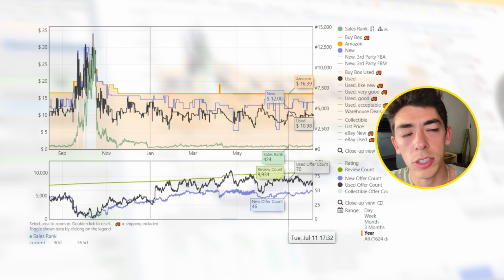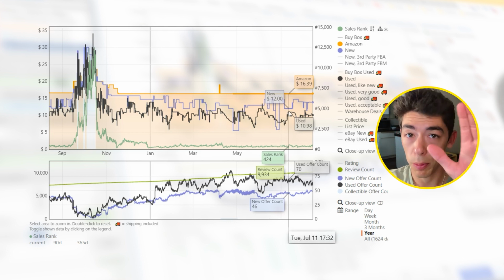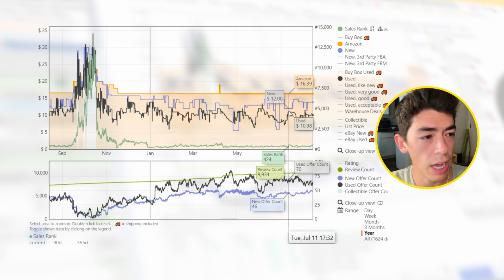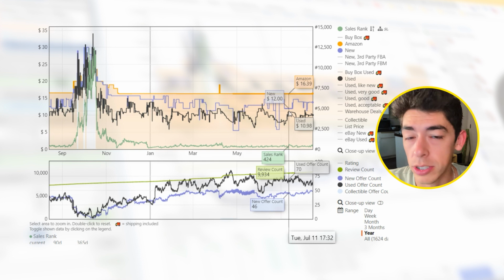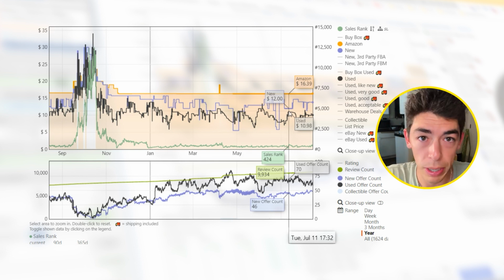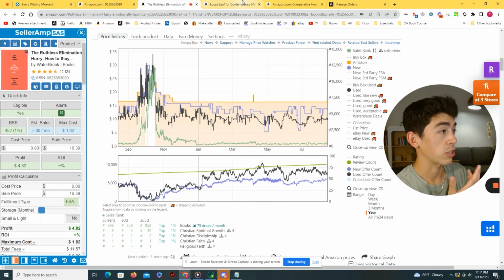Could I reasonably assume that somebody is willing to save $5 to buy this book in used condition rather than get a brand new one? Absolutely. How do I know that? Because I do it all the time. I'm more than happy to save $5 to buy a book in used very good condition rather than buy it new. Now let me show you some books that have actually sold today.